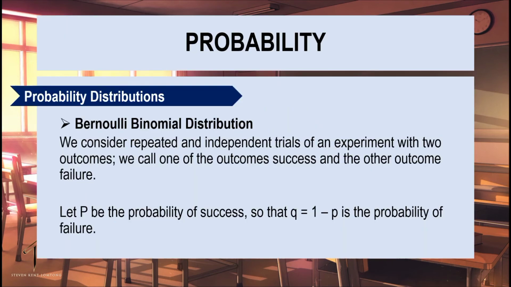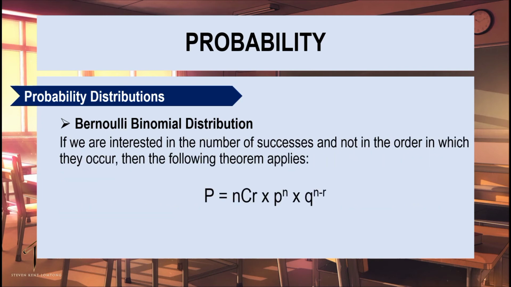Let's start with probability distribution. We have here the Bernoulli binomial distribution. In this case, we consider repeated and independent trials of an experiment with two outcomes. We call one of the outcomes success, and of course the other one is the failure. So let P be the probability of success, so that Q is equal to 1 minus P is the probability of failure. Then we also have the Bernoulli binomial distribution.